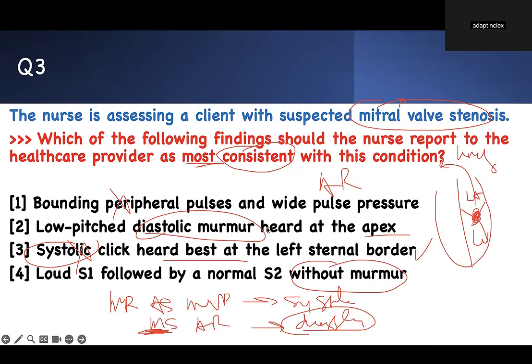Number 3 is a systolic murmur. Number 4, I don't have heart murmur. I get rid of it. And these pulses are high with the wide pulse pressure. What I'm left with is the diastolic because I know Miss AR rest in diastole. That means mitral stenosis or aortic regurgitation. You have diastolic murmur. Number 2 is your right answer.